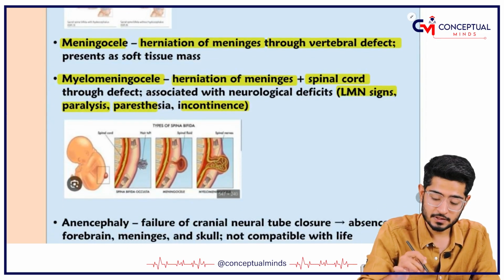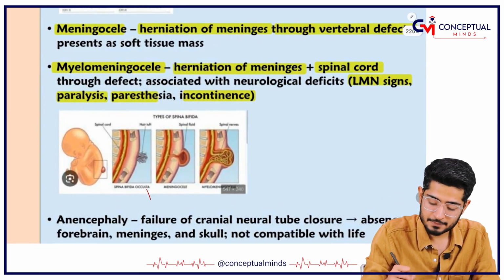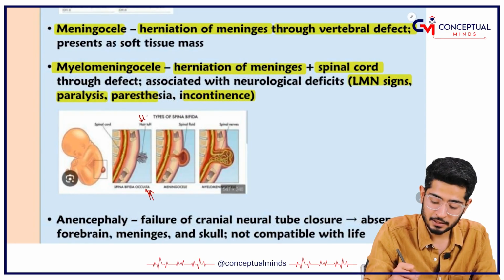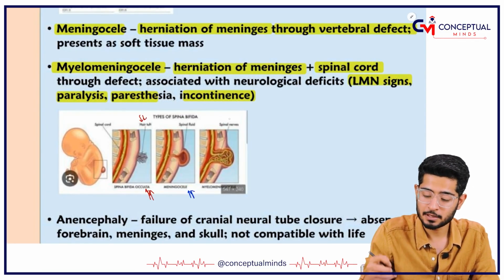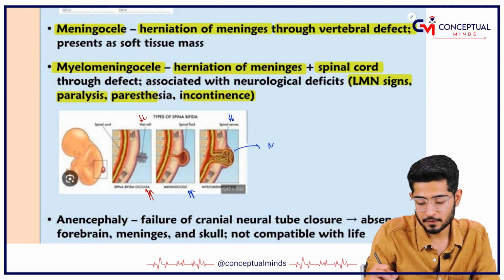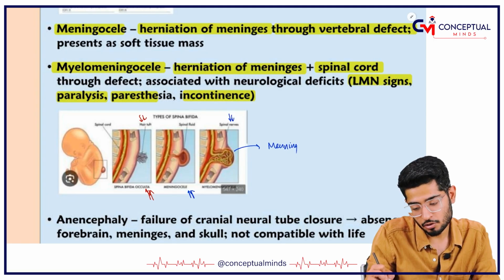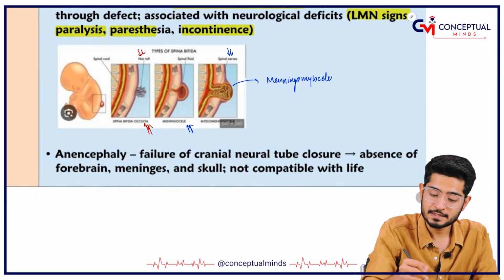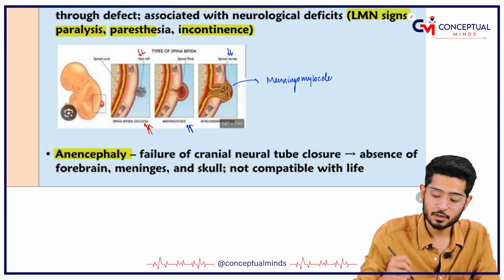So I will just try and show you. See here, this is spina bifida occulta with the hair tuft. Then I have told you meningocele, that means the meninges are coming outside. Then you have the spinal nerve also coming outside. So this is something called meningomyelocele.